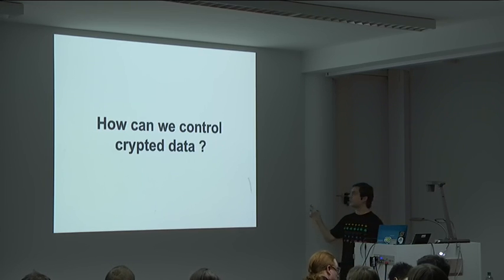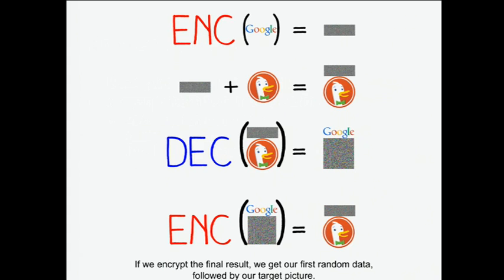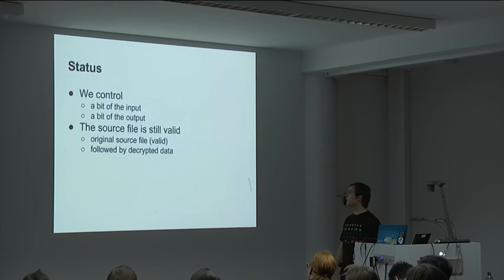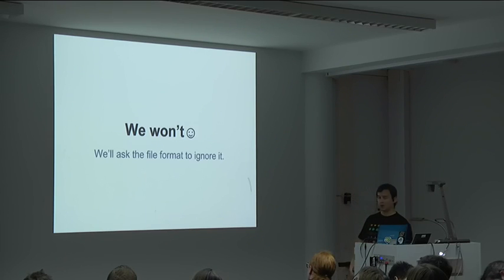So now we just have a problem. How do we control the encryption of the Google data so that this file becomes valid and not just image data? Well, we don't. And like the micro SD in a cow stuff, we just ask the file format to ignore it. I don't know if you see the parallel yet.